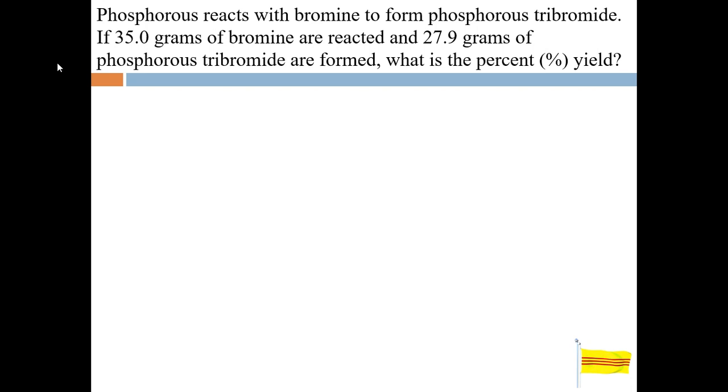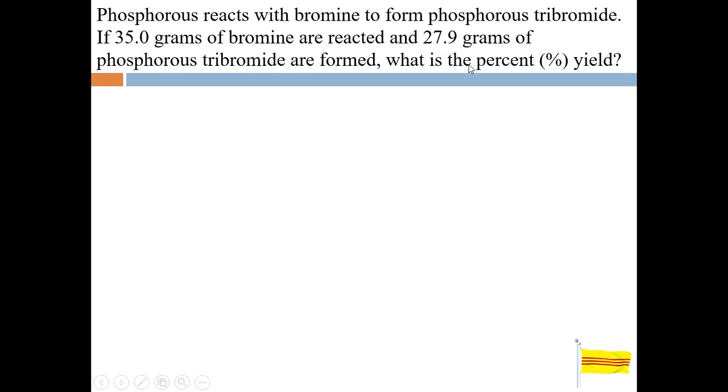Okay, so here is another example of a percent yield. In the statement, it says here we have phosphorus. It reacts with bromine to form phosphorus tribromide. So if you read this properly, it says that you have 35.0 grams of bromine to start, and then it reacts with phosphorus, and then after that, it produces 27.9 grams of phosphorus tribromide.